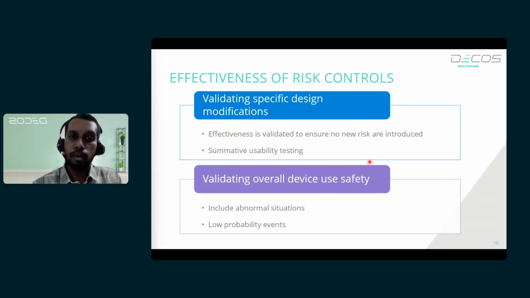Post which we'll be performing the summative evaluation again to identify whether there are any new use risks that have occurred. Post which we'll be validating the overall safety. Here we'll be including abnormal situations. As I said earlier, it can be a very bright environment, or a very high humid environment, or various temperature conditions. So every possible abnormal situation would be created and the device working would be identified. And we'll also identify whether there were any occurrences of low probable use error risk events. So this will validate the overall safety of the device.